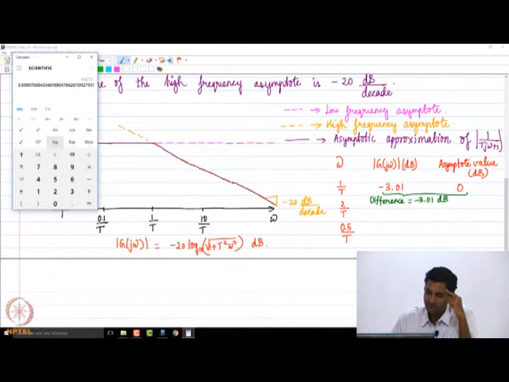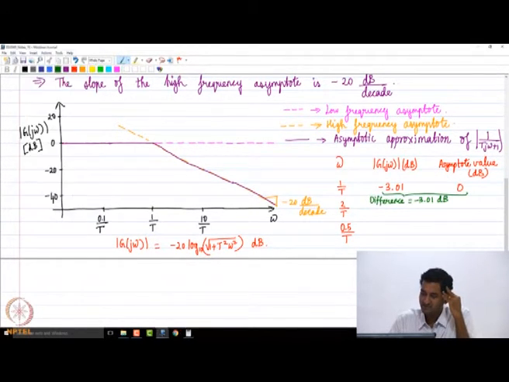So log of 5 is 0.69, right? Then I multiply by 10, and I'm going to get minus 6 point, let's say 99, right? So I think it's going to be close to minus 7. Anyway, I will write this value, it's going to be minus 6.99, let me round it off, decibels, okay?